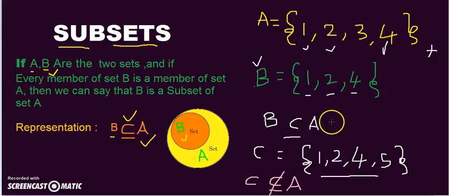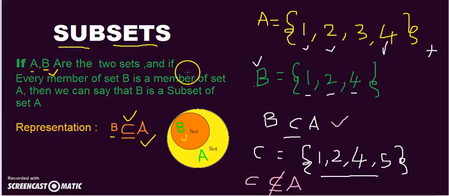Is B a subset of A? Yes, B is a subset of A. Why? Because all the elements of B exist in A, but not C. Why? Because all the elements of C are not in A. So C is not a subset of A, but B is a subset of A.